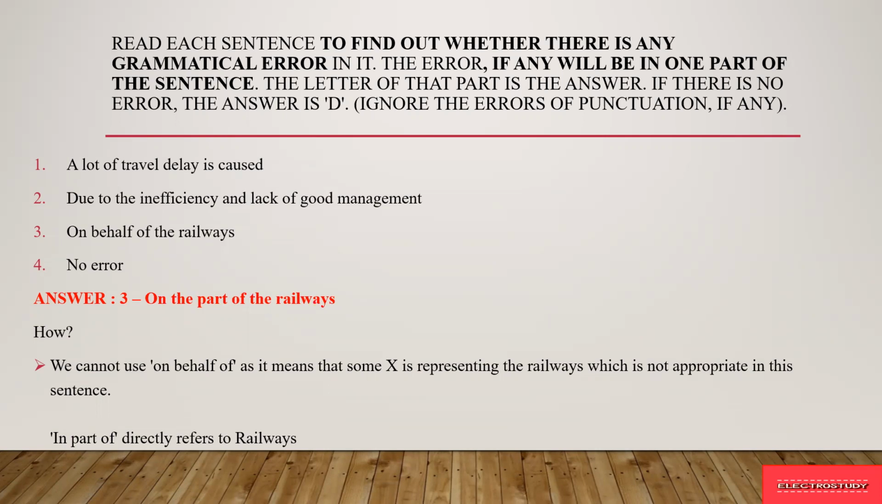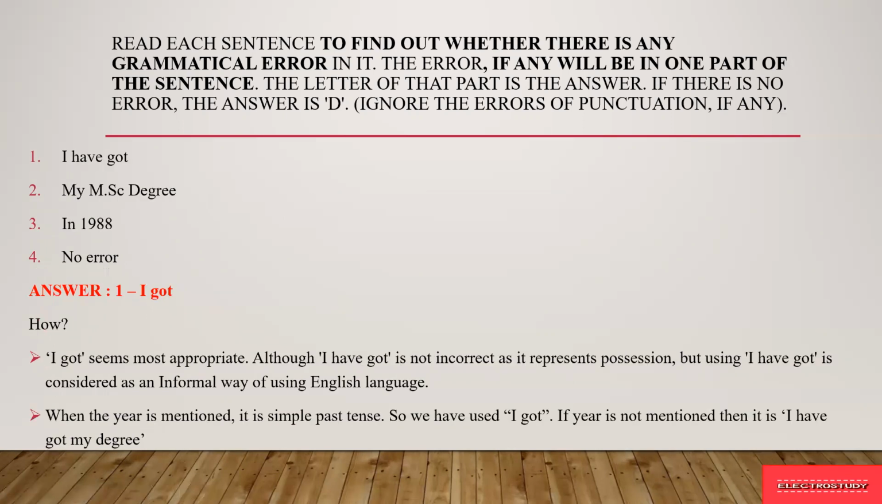If you are representing a group, not particularly spotting out something in a group, then you will say "on behalf of." On behalf of my class, I represent. The class representative, on behalf of my class, represented to the HOD. That is "on behalf" because you are representing a group. Here there is no group. There is a direct thing telling that because of the railways, travel delays are caused. So there it comes "on part of," depending upon the formation of the sentence.